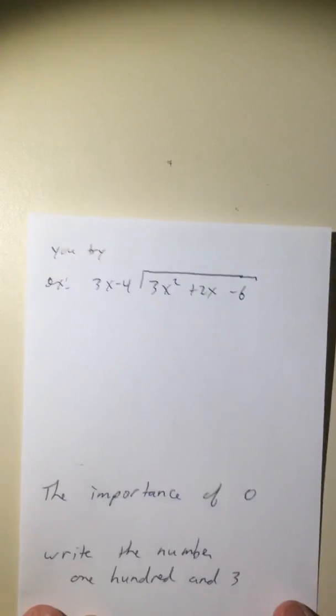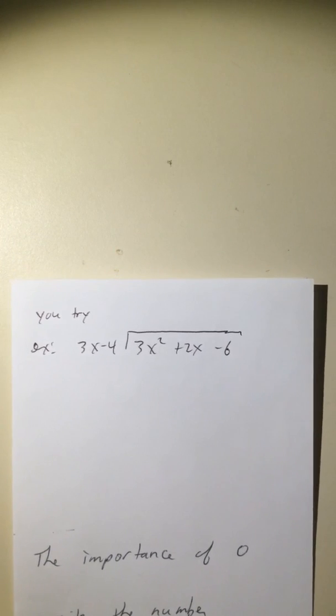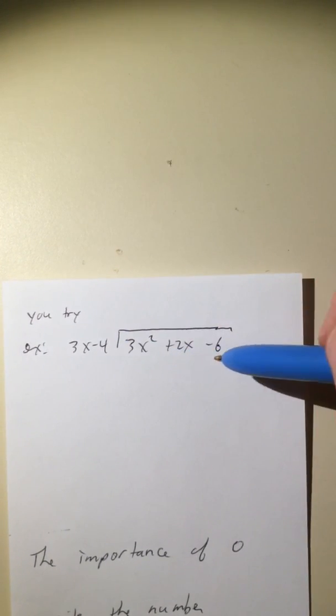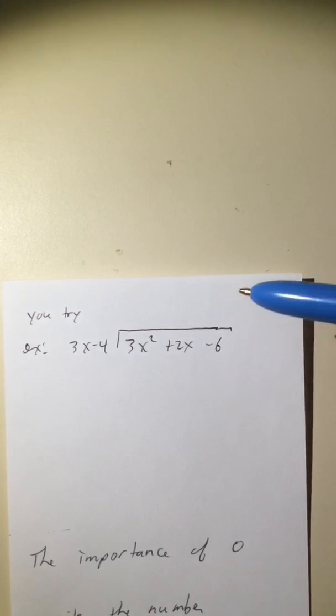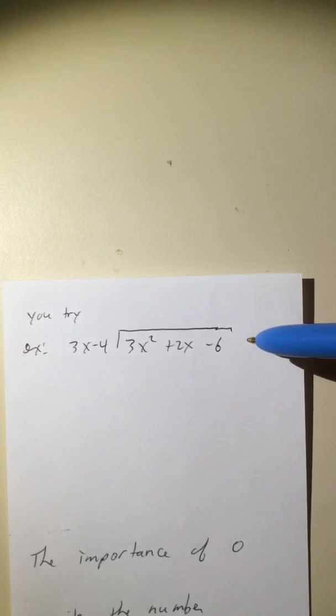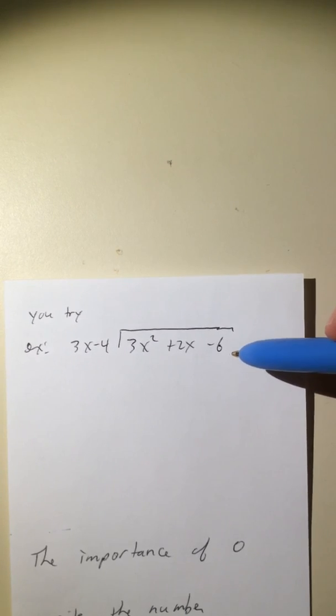So, push-up time for you. You're going to do this problem right here by yourselves. You're going to do 3x minus 4 into 3x squared plus 2x minus 6. And as always, pause the video, do the problem. We'll check back in a minute. Okay, so we're at 14 minutes and 36 seconds, so we need to move along here a little bit.